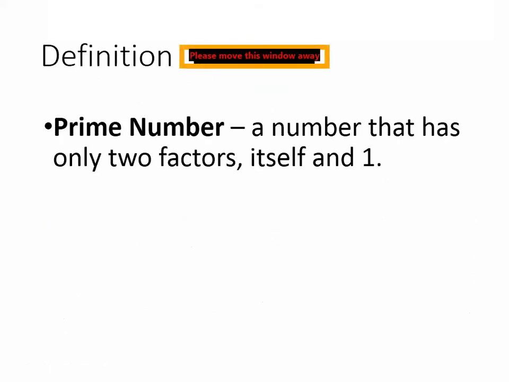The prime numbers. A number that has only two factors, itself and 1, means that those numbers have two factors. A prime number is only multiplied by 1 and itself, so it has only two factors. So it becomes a prime number, a number that has only two factors.